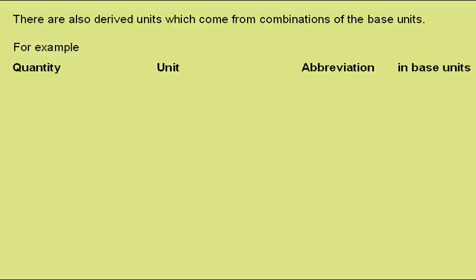There are also derived units, which come from combinations of the base units. I'll run through a few examples by listing them in this table. First, velocity, which is in units of meters per second, abbreviated as m s to the -1, and that is already in base units of meters and seconds.